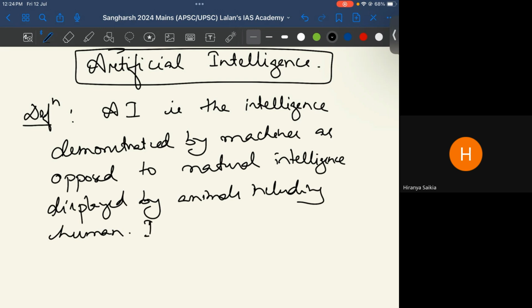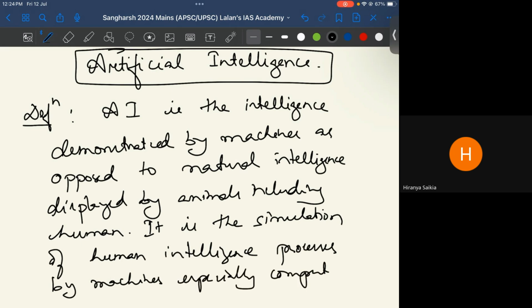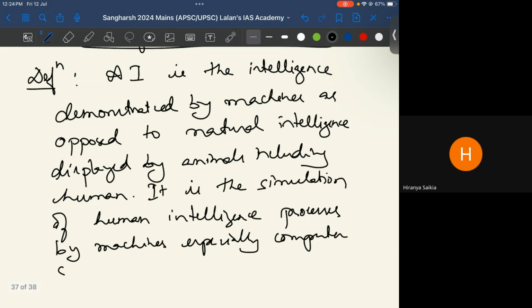So it is basically the simulation of human intelligence processes by machines, especially computer systems.